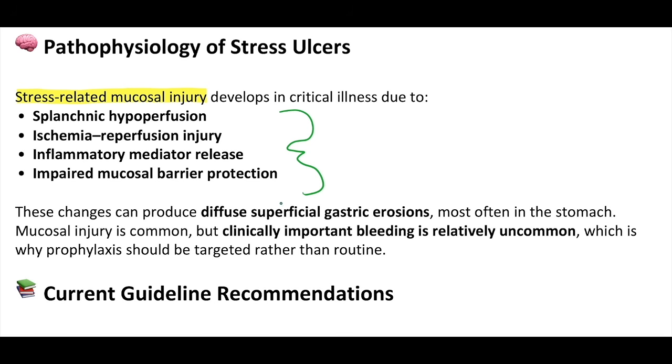It seems funky, but the inside of our gastrointestinal tract is actually considered the outside world. And that mucosal barrier protects the rest of your body from that outside world. And when you get some impairment to that barrier from critical illness, again, that can contribute to mucosal injury. So these 4 different pathophysiologies can lead to stress-related mucosal injury, which then can lead to GI bleeding from ulceration of that GI mucosa.